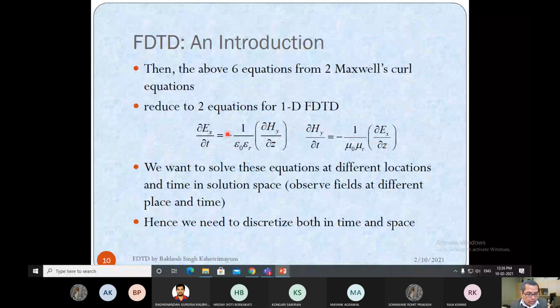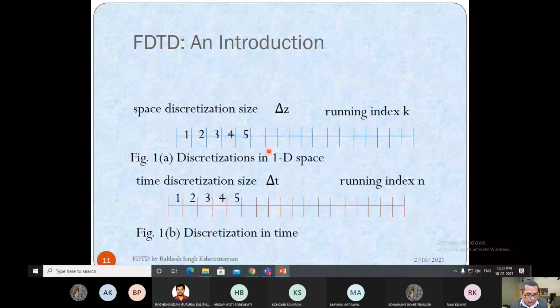So when we do central finite difference approximation of this time derivative and space derivative, basically what we are doing is discretization in space and time. And by now, I think you know what discretization is. No? Discretization is when you subsection the solution space into small subsections. Here we are doing discretization both for space and time.